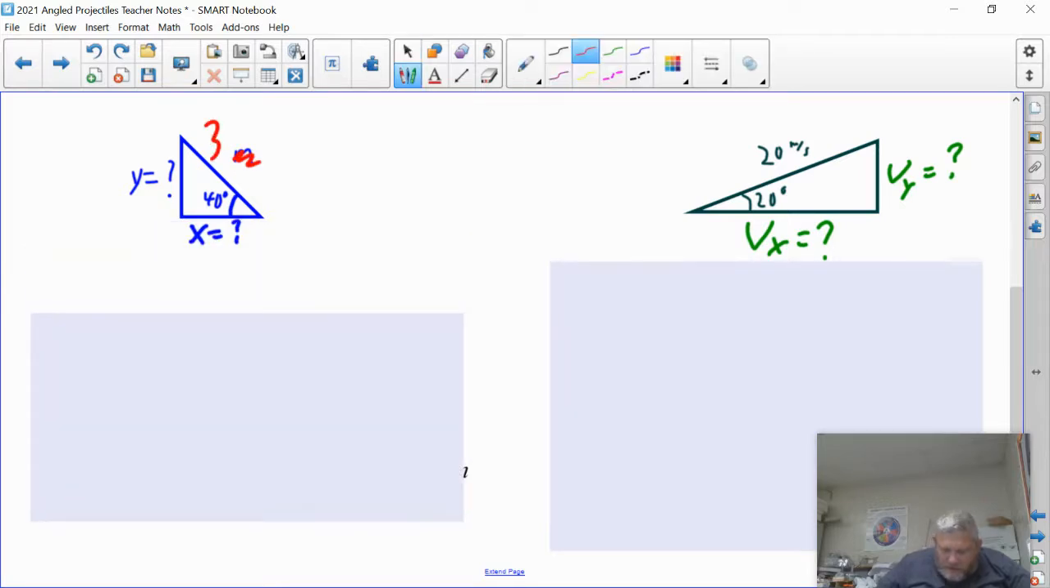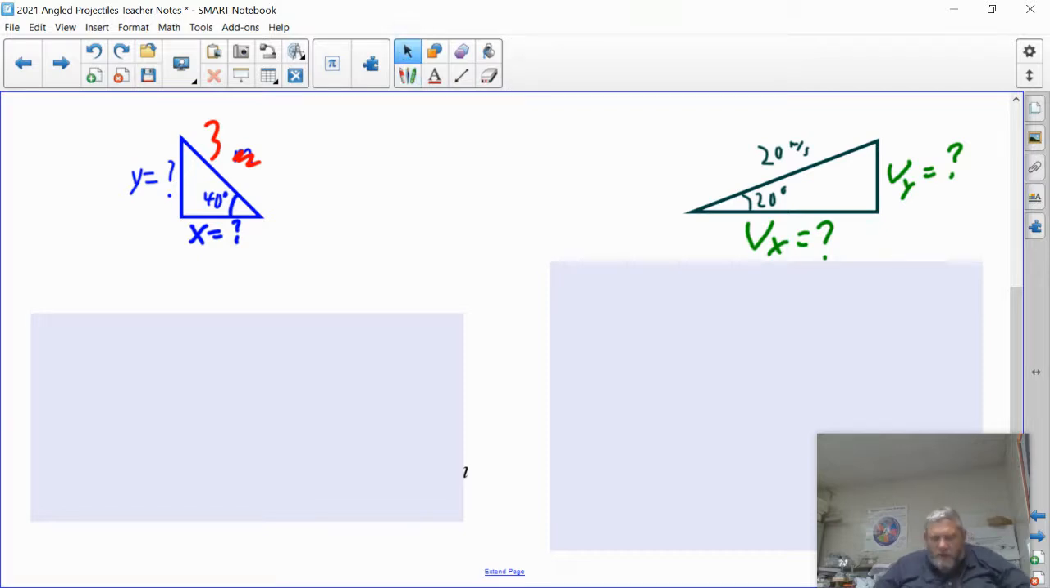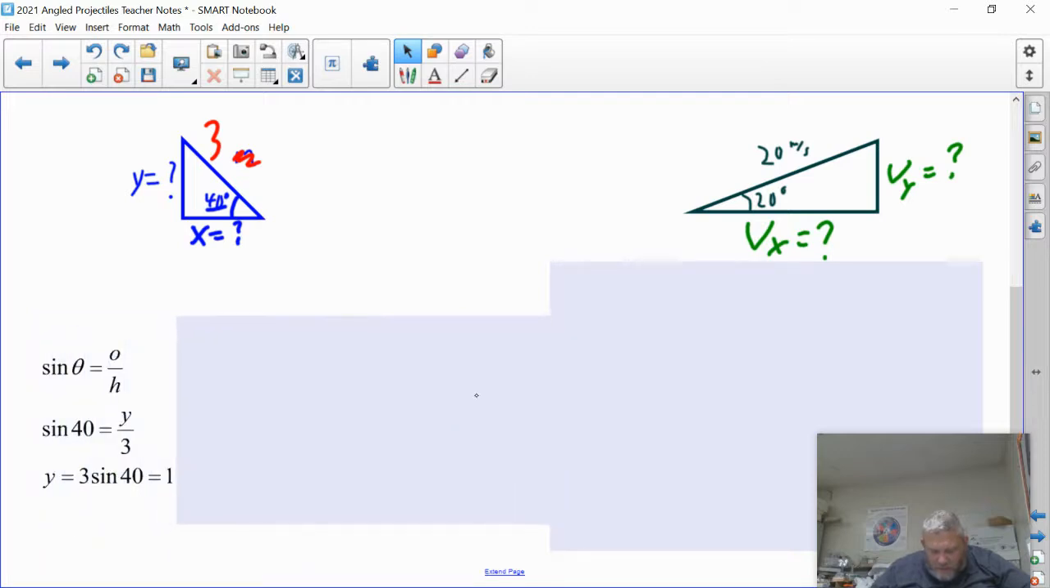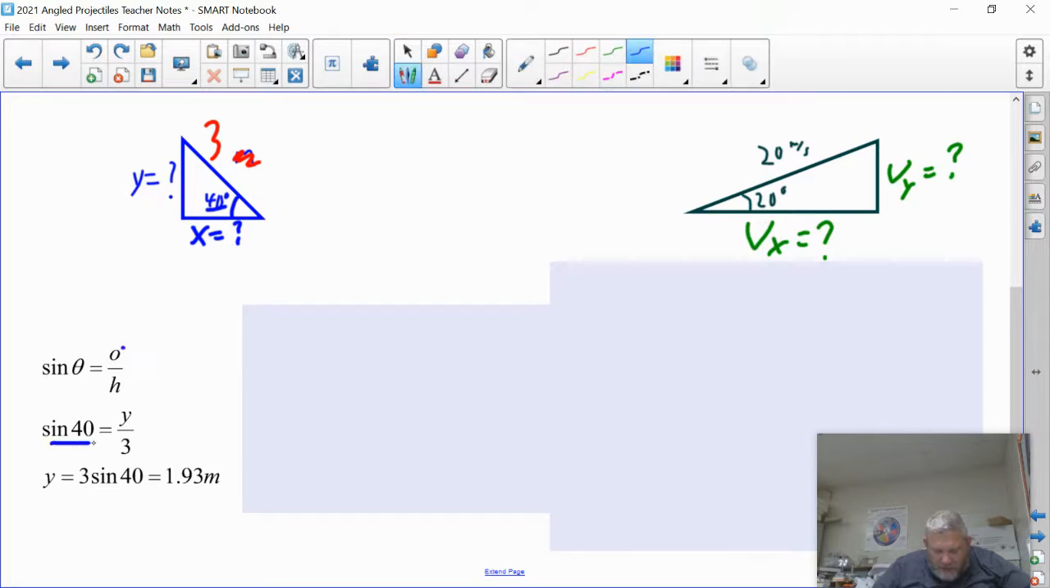So this is supposed to be a side of 3. Let's find what y is. We know this is a 40-degree angle. So the opposite side is y, and the hypotenuse is 3. The sine is opposite over hypotenuse, so the sine of 40 is y over 3. If I multiply both sides by 3, we get y is equal to 3 times the sine of 40. Put it in your calculator, and you get 1.93 meters.